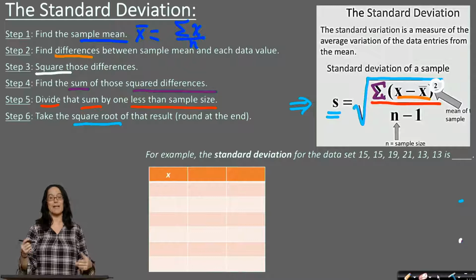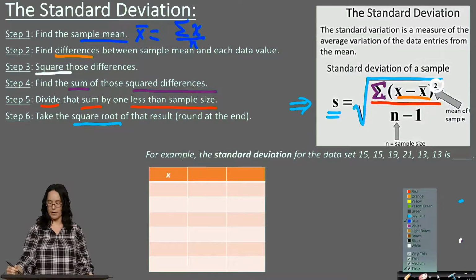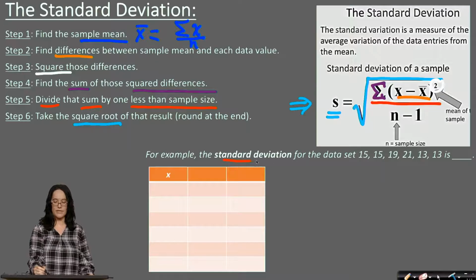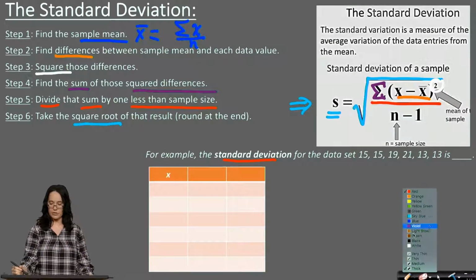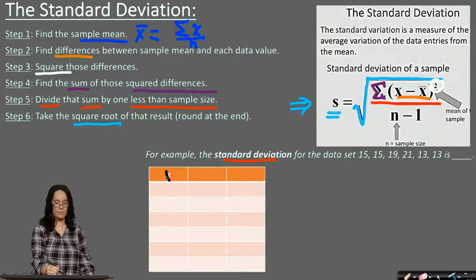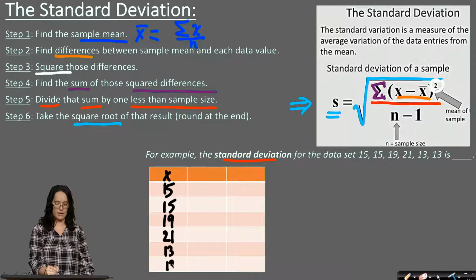So let's take a look at applying this complicated formula, or if you prefer, the steps that I have here. Oops, I want an eraser, not a pen. There we go. Let's take a look at how we would apply this to our first example. It says find the standard deviation for the data set that we already described: 15, 15, 19, 21, 13, and 13. So to begin, remember that first thing we wanted to do was to make a column of our data. So our data is a 15, a 15, a 19, a 21, a 13, and a 13.